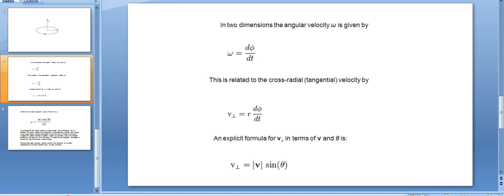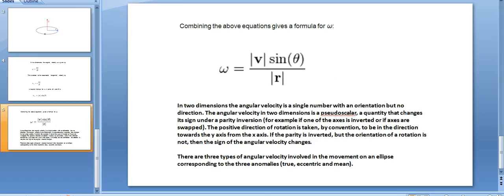In two dimensions, the angular velocity omega is given by omega is equal to d phi by dt. This is related to the cross-radial velocity by v lambda is equal to r d phi by dt. An explicit formula for v lambda in terms of v and theta is v lambda is equal to v into sine theta. Combining the above equations gives a formula for omega. Therefore, omega is equal to v sine theta by r.